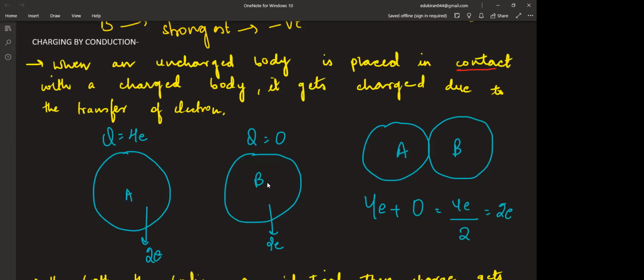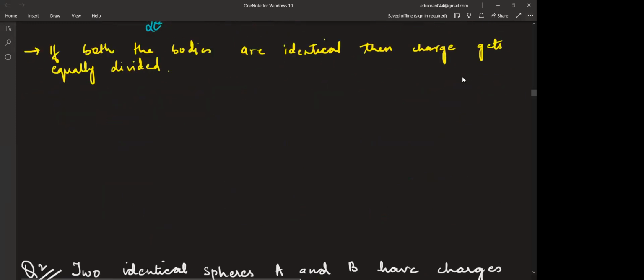But what is the condition? Only one condition is present in your syllabus: that is, if both the bodies are identical. This I think I have written also, yes. If both the bodies are identical, then the charge gets divided equally. Let me give you one more example, then one proper question we'll see.